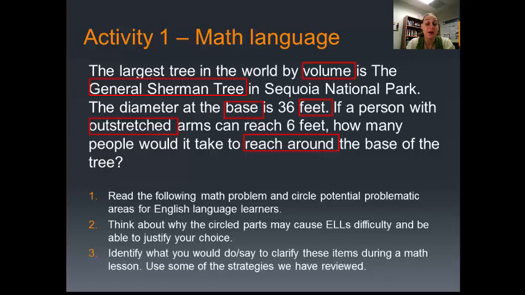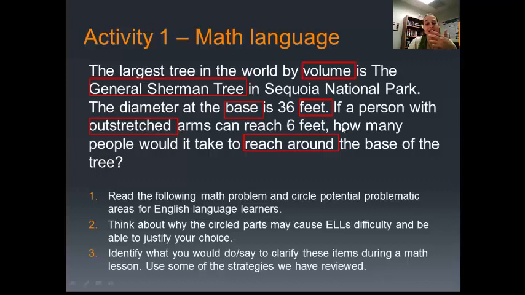Ways in which you could clarify these items is to provide definitions or descriptions, to talk about some of these aspects before you have them complete the task, the question, to take out some of the non-essential information, like the General Sherman tree, right, the Sequoia National Park, and to have, when possible, diagrams to clarify some of those aspects.